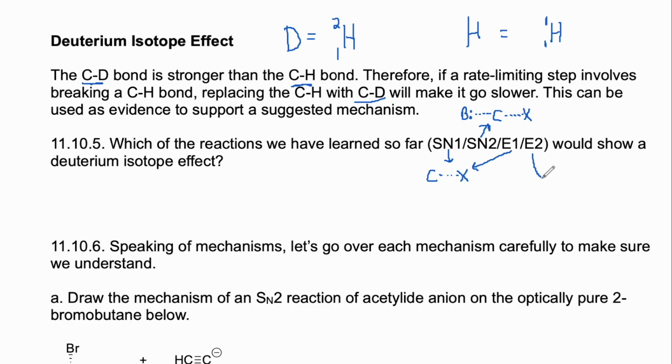So the E2 reaction is the one where you have a base coming in and grabbing this proton and breaking this hydrogen-carbon bond, in order to form a pi bond and kick out the leaving group. I didn't give myself enough room to draw the leaving group on the opposite side like we learned for E2, so I'll try to fix that. But this is the one where we're having a carbon-hydrogen bond breaking as part of this only step. The rate limiting step is the only step in the mechanism. So this E2 is the one that would show a slowdown if we replace that hydrogen with a deuterium.